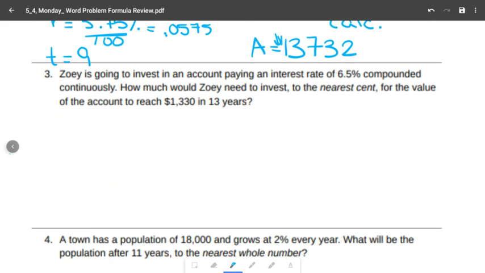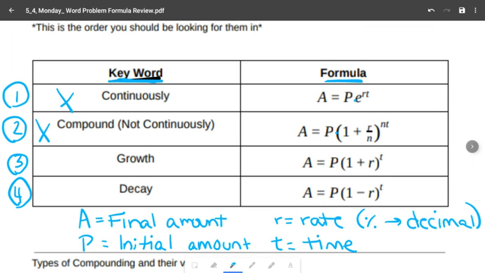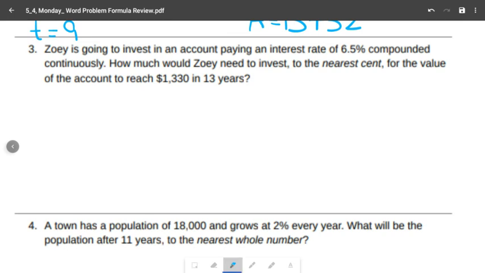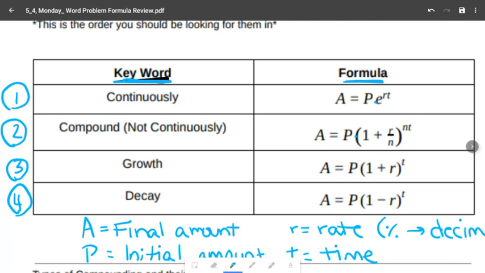So question 3. Let's go back and erase our marks again. It says Zoe is going to invest in an account paying an interest rate of 6.5% compounded continuously. How much would Zoe need to invest to the nearest cent for the value of the account to reach $1,330 in 13 years? So looking back, is the word continuously in the problem?